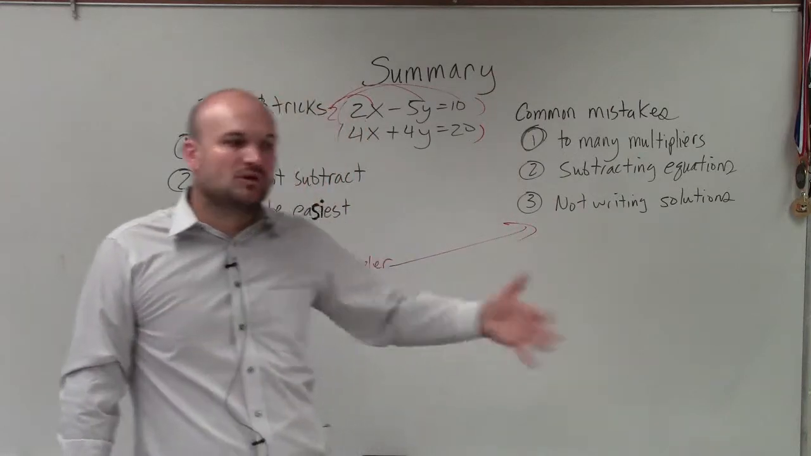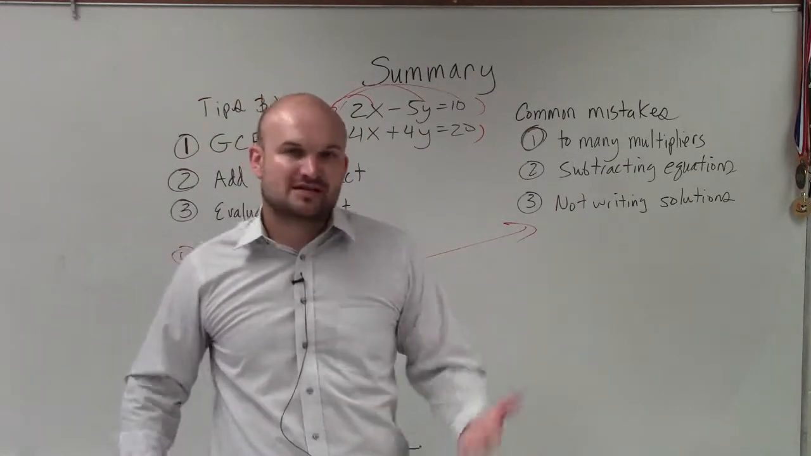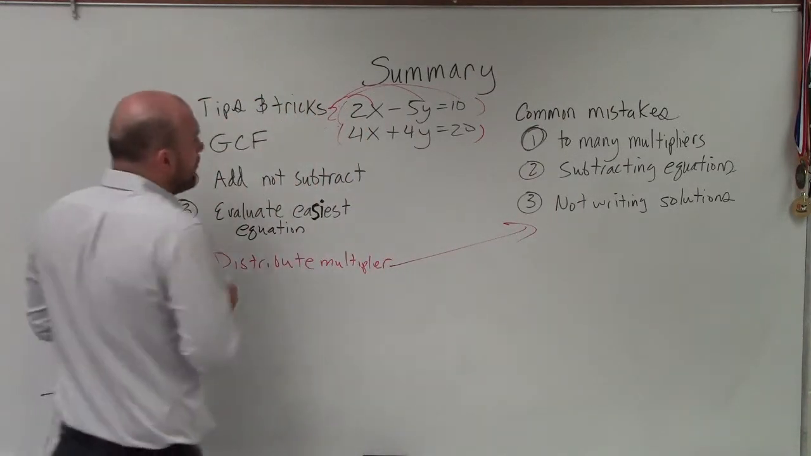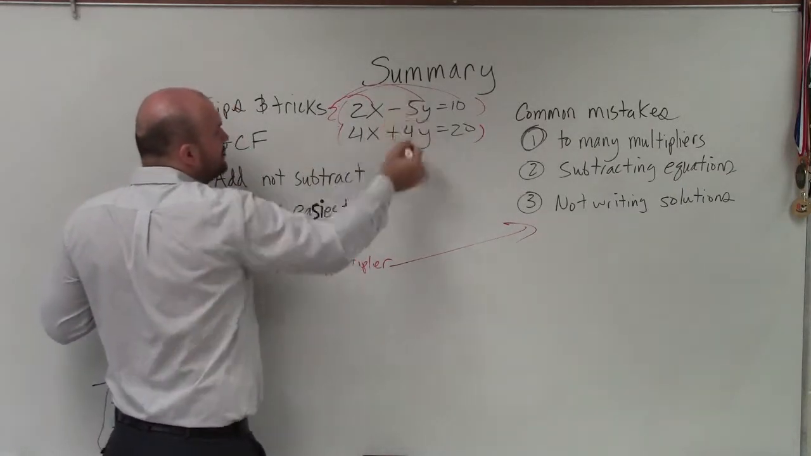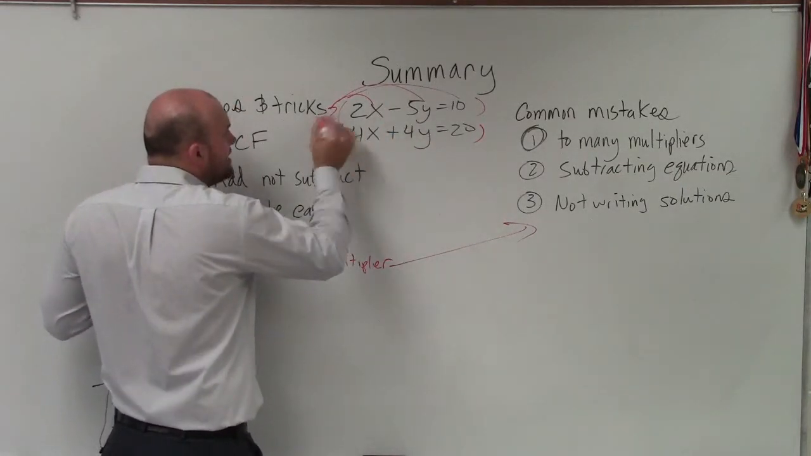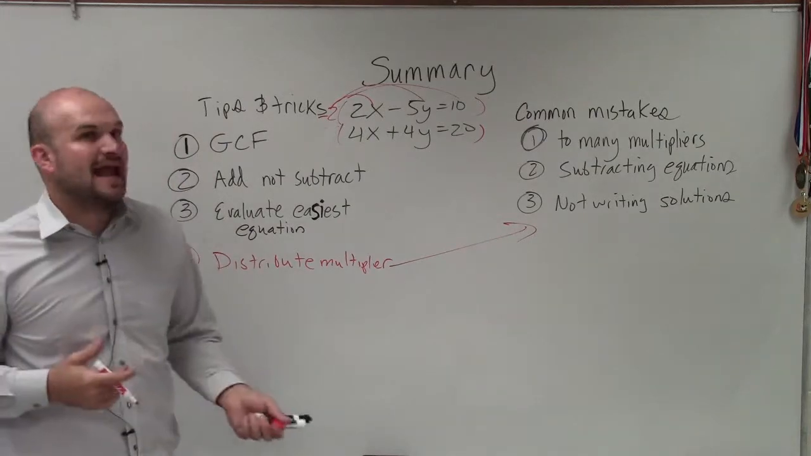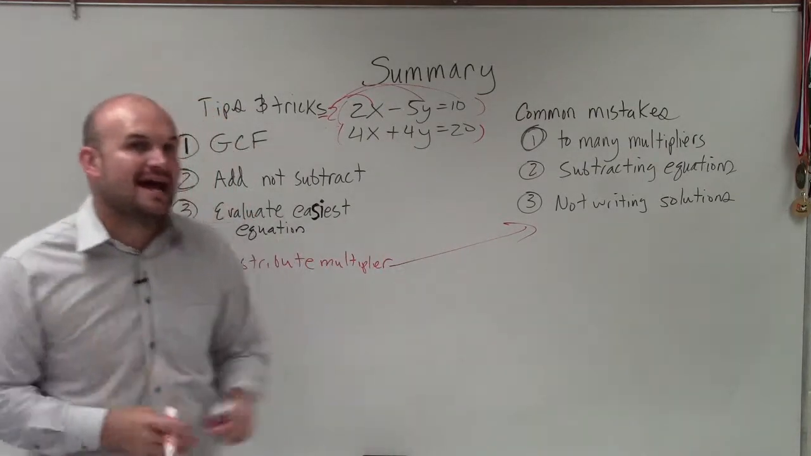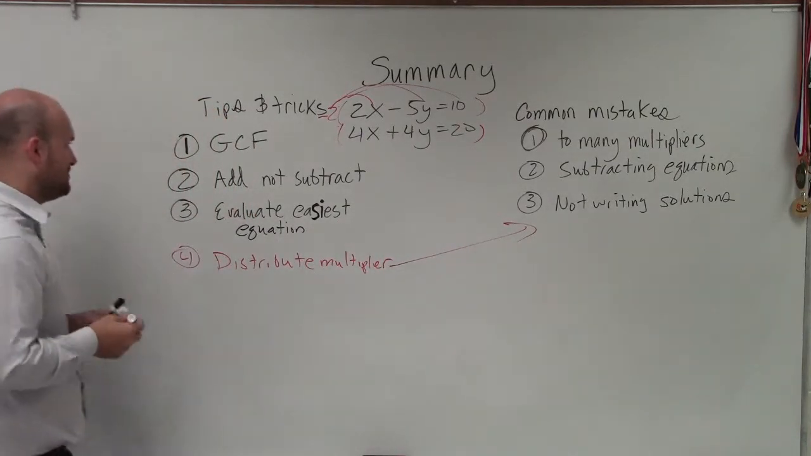Because I think more students are susceptible to making mistakes with subtraction than they are with addition. So rather than having to use this method, I can just multiply everything by a -2, and then I add the equations. So that's a good little tip and trick.